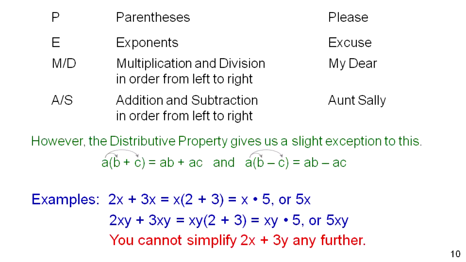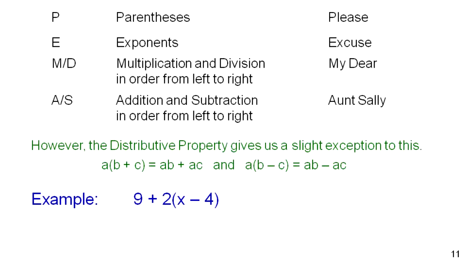The second problem would ask you to put 2 bananas together with 3 bananas, and you would get 5 bananas. The third problem would ask you to put 2 apples together with 3 oranges, and you can see how you cannot simplify this any further.